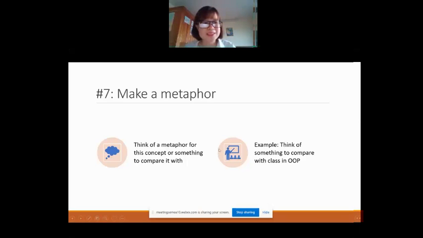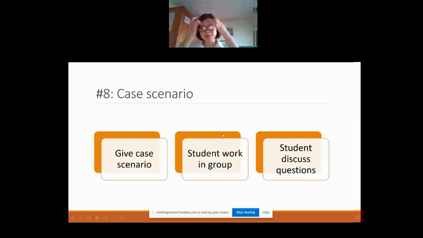The next one is case scenarios. Case scenario. This one is also the one that I use frequently. I will create a case scenario. It can be a real world problem, or it can be something that I invent. Then I will use handouts to deliver the scenarios to my students and require them to work in groups. Then they will discuss some follow-up questions or something related to the case scenarios.